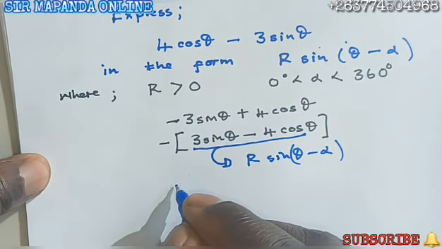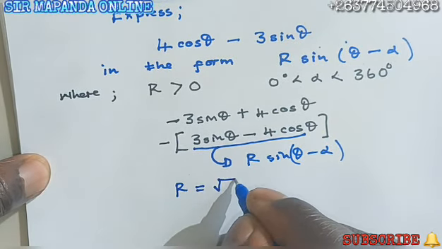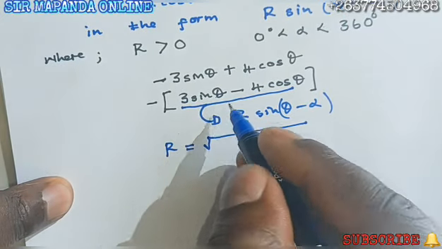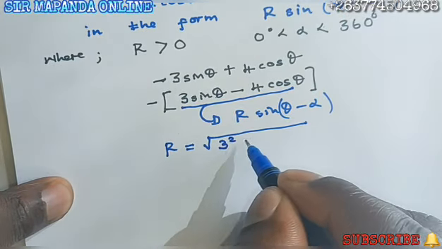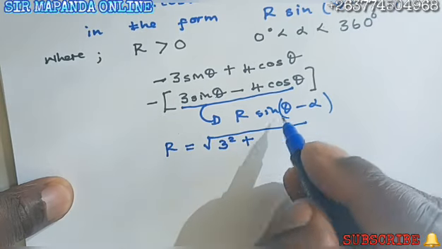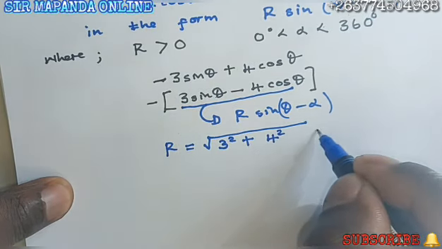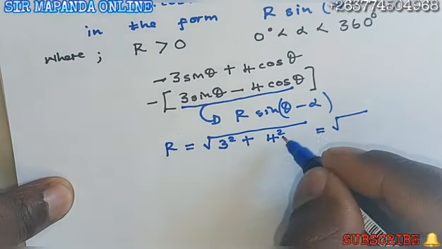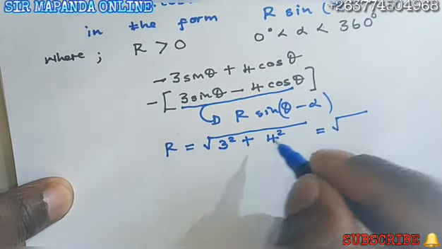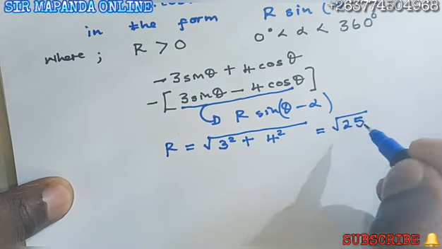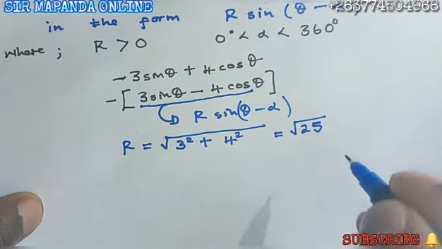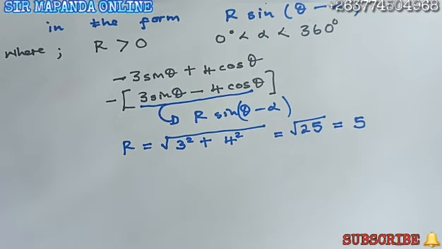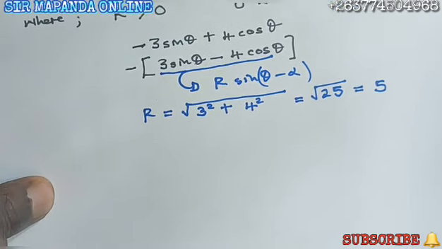So to find r, you say the coefficient of sine theta squared plus 4 squared. 3 squared is 9. 4 squared is 16. 16 plus 9 gives you 25. Square root of 25 is 5. So this is the value of r. I hope you are following.